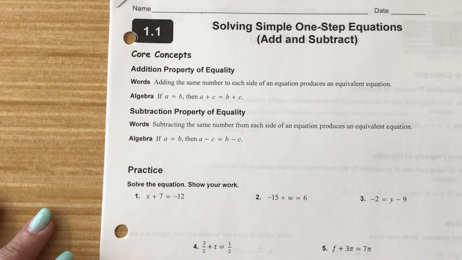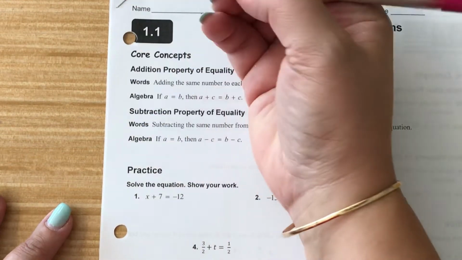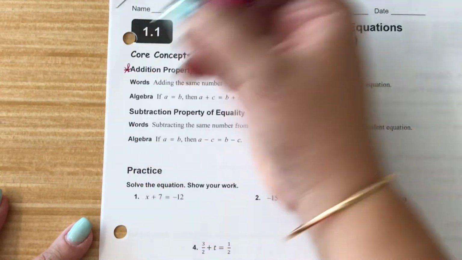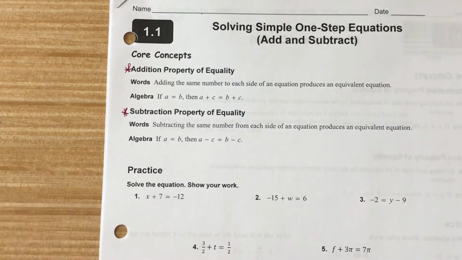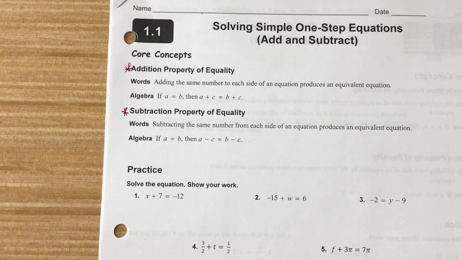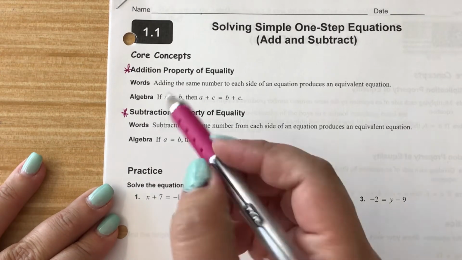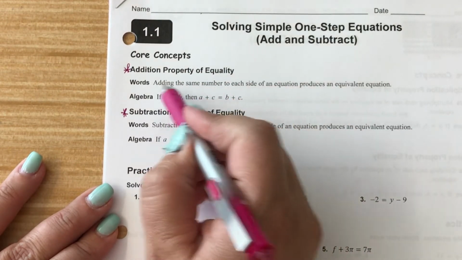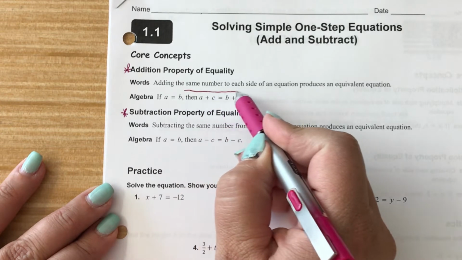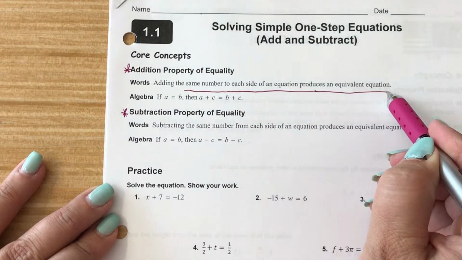Okay, so what allows us to do that to solve equations, by the way, are some pretty important properties. You've got the addition property of equality, the subtraction property of equality, and on the other side you'll see the multiplication and division properties of equality. And these allow us to solve equations because essentially they state that either adding, subtracting, multiplying, or dividing the same number on each side of an equation produces an equivalent equation.